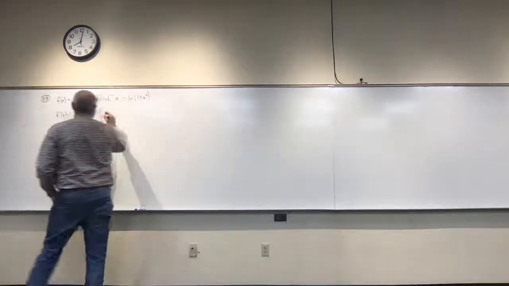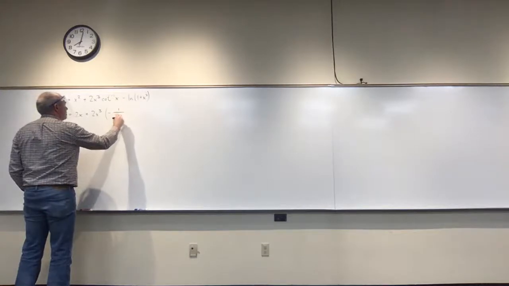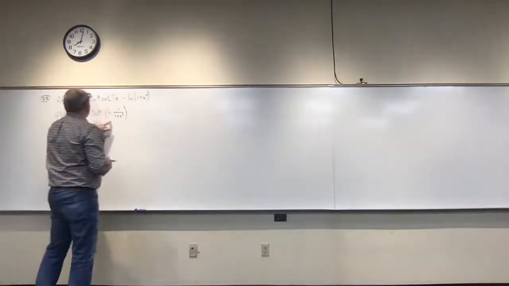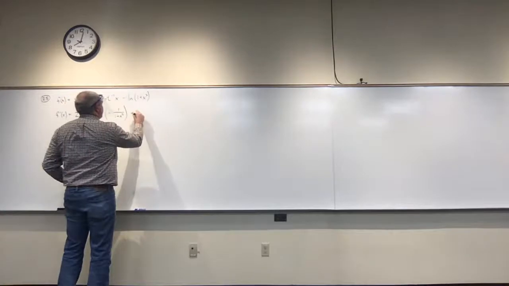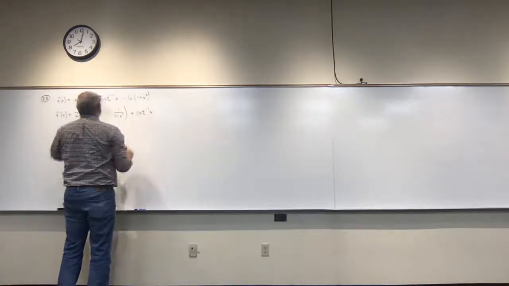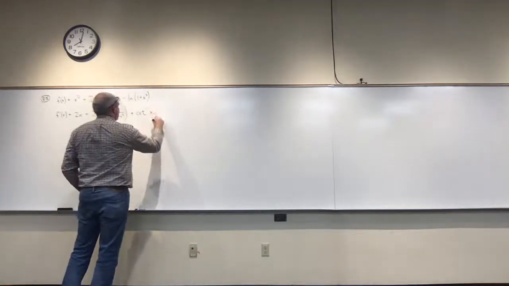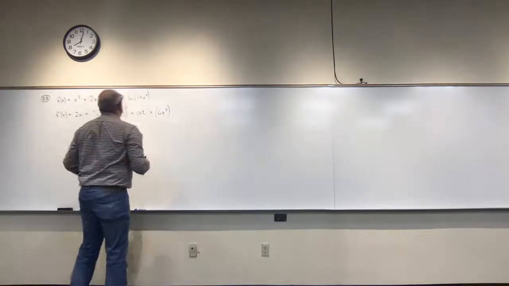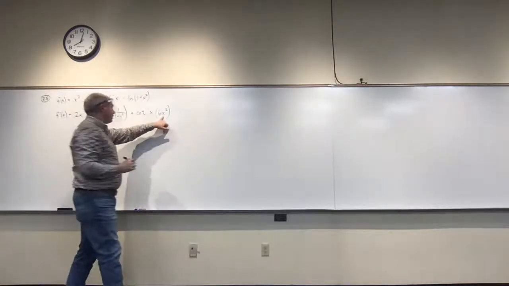Yeah, very good. So it's times negative 1 over 1 plus x squared, the derivative of cotangent inverse of x. That's the first part of the product rule: first times the derivative of the second, plus the second, cotangent inverse of x, times the derivative of the first. The derivative of 2x cubed is 6x squared. So that's the derivative of the second term. First times the derivative of the second plus the second times the derivative of the first.